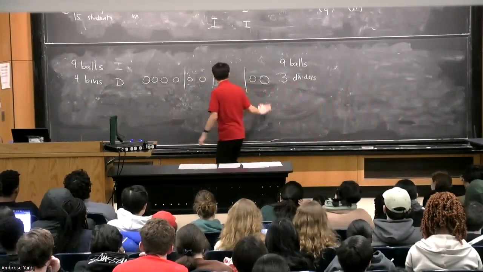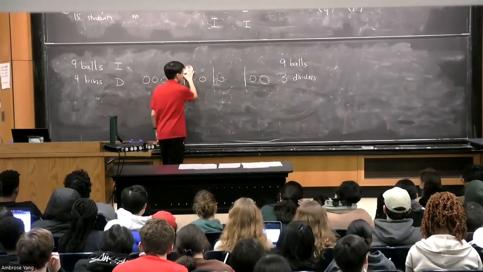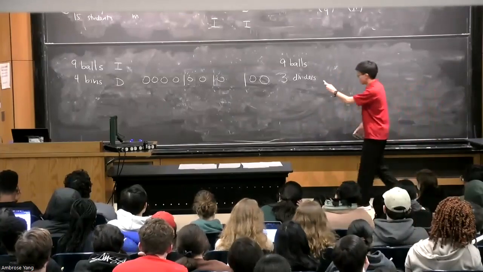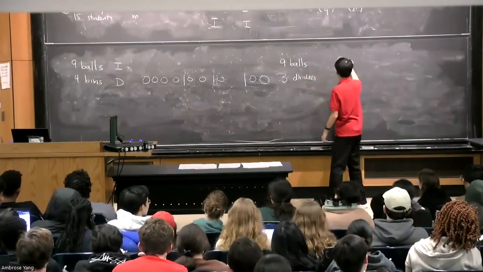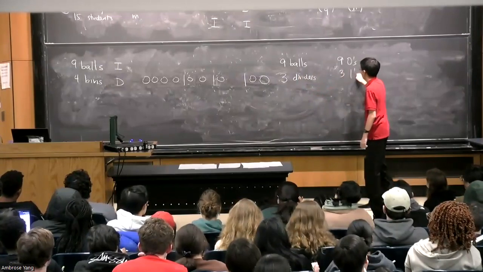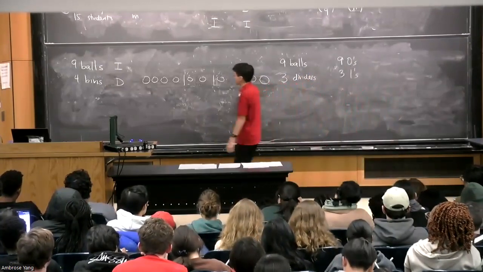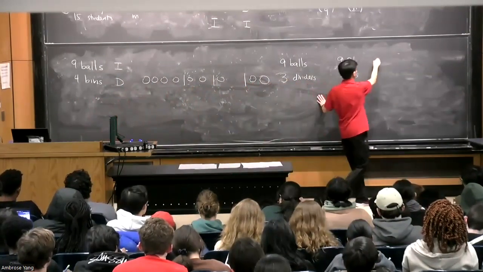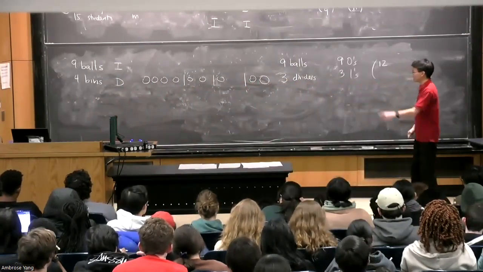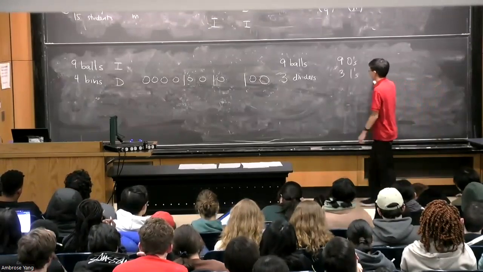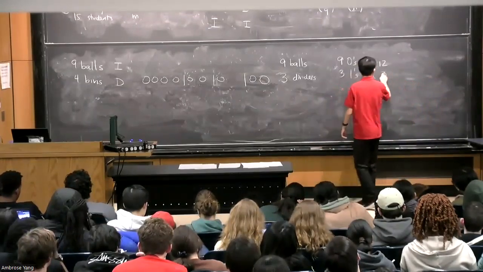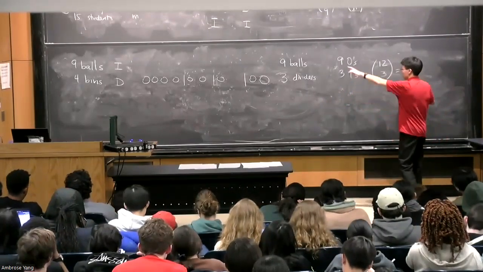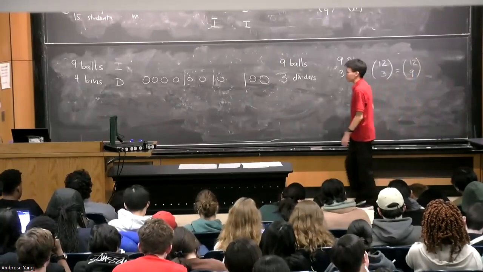All I need to do is chop these dividers shorter, and I have a bit string. This bit string has 9 zeros, 3 ones. So how many ways are there to make a bit string of 9 zeros and 3 ones? Well, that's the same thing as we have 12 slots, and I need to pick 3 of them to have a 1. Equivalently, I can say I have 12 spots, and I pick 9 of them to be a 0.